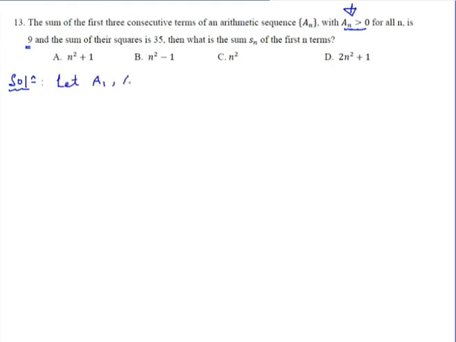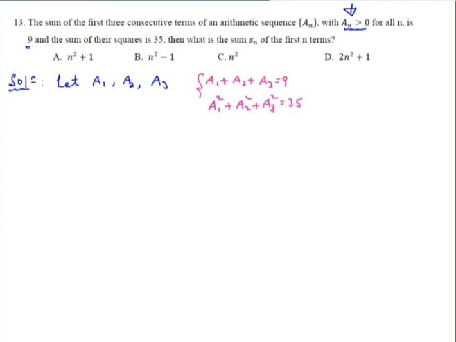A1, A2, and A3 are the first consecutive terms. The sum of these 3 consecutive terms is 9, say A1 plus A2 plus A3 is 9. And the sum of their squares is 35, A1 square plus A2 square plus A3 square is 35.